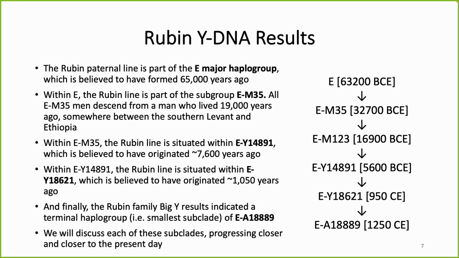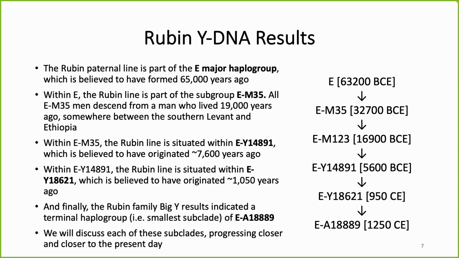And then as we get close, we're going to go from really far back in history, and then we're going to go closer and closer to the present day based off of the mutations, and getting into closer and closer sub-branches, which we call subclades. So the next subgroup within E is a line called EM35. And all of those men descend from a man 19,000 years ago, but it actually was formed about 32,700 BCE. And then we're going to talk about that.